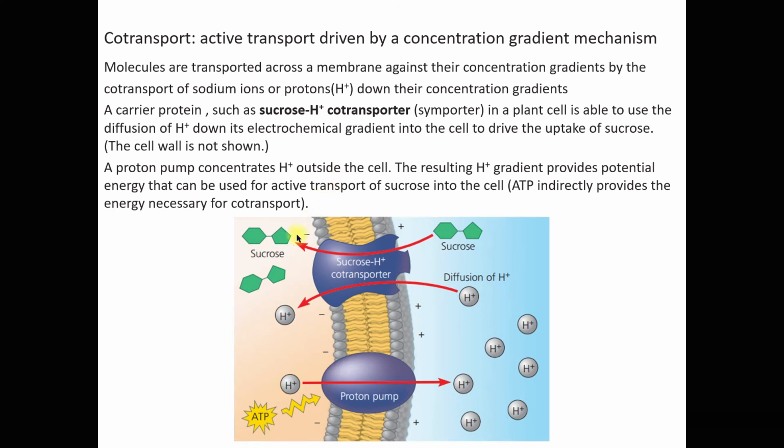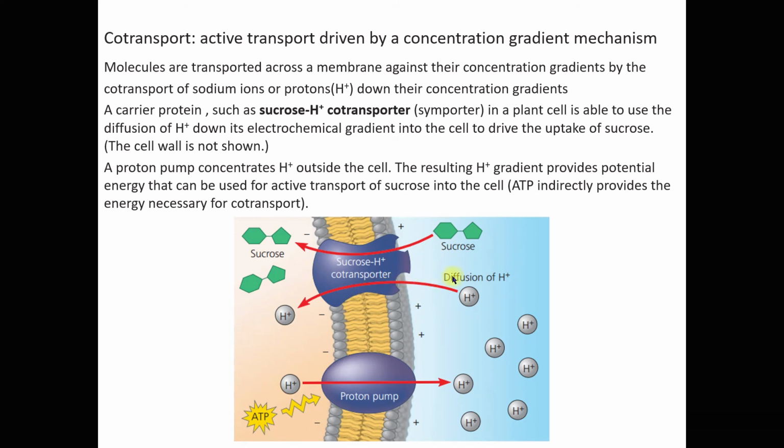So a carrier protein such as the sucrose-proton co-transporter in a plant cell is able to use the diffusion of hydrogen ions down their electrochemical gradient into the cell to drive the uptake of sucrose. So you can see from here, this sucrose H plus co-transporter is also known as a symporter.